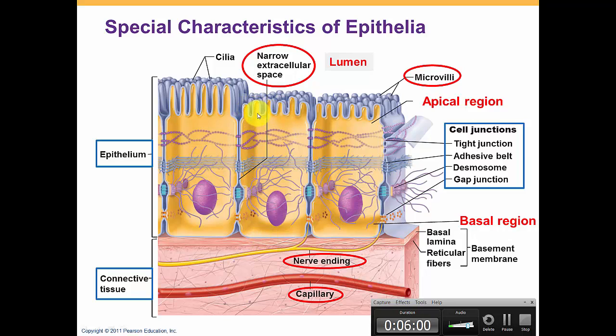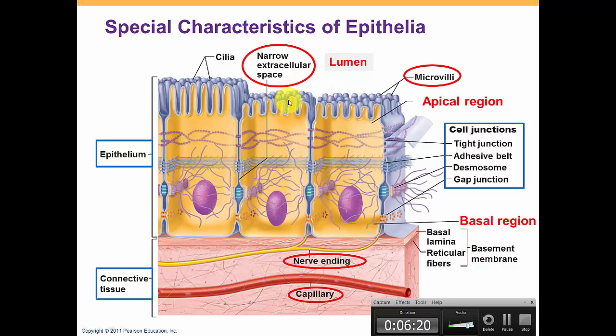You can see on the apical surface there are some elevations. We call these microvilli. And the base here is sitting on the connective tissue by something called the basement membrane, which we will talk about in a second.